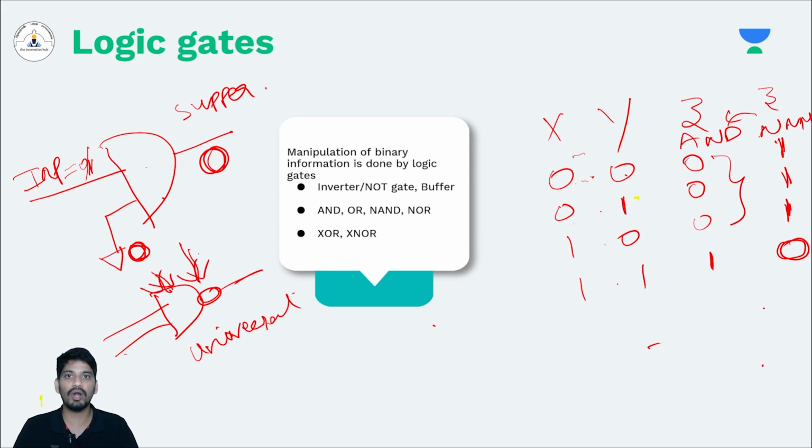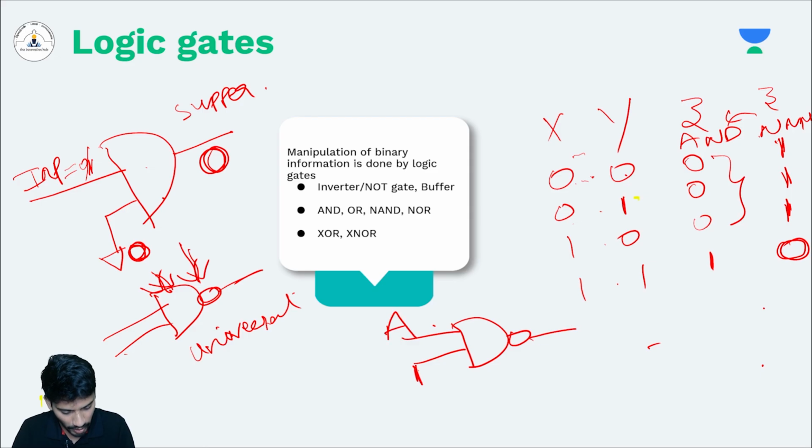Let's say you want to implement an inverter gate using a NAND gate. How do you do that? One way to do the inverter is to connect one of the terminals to input. Here the input is A, and connect the other terminal to VDD or binary 1. What happens if we connect the other terminal to 1?